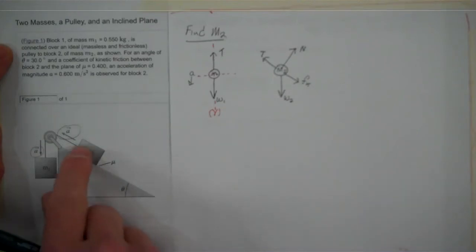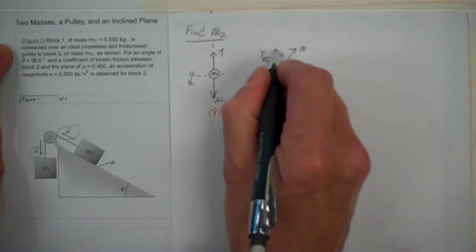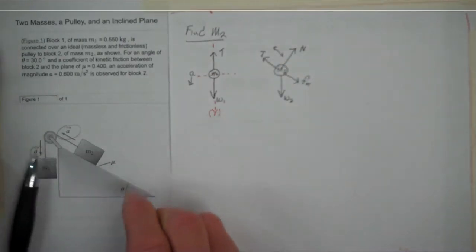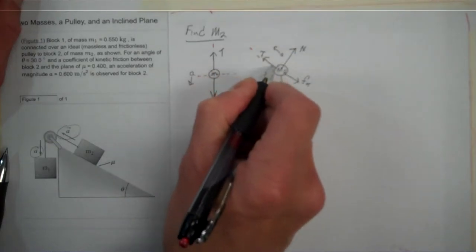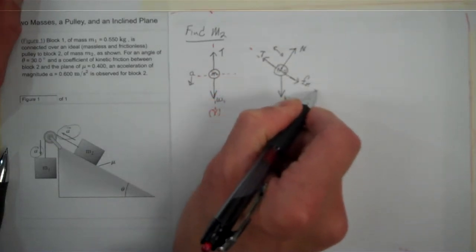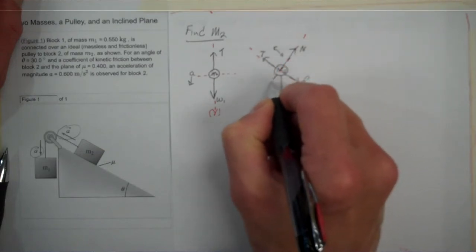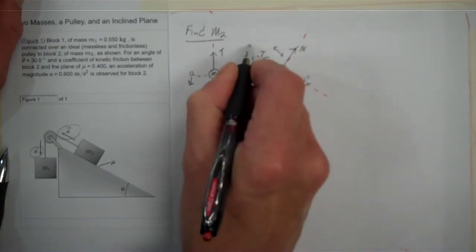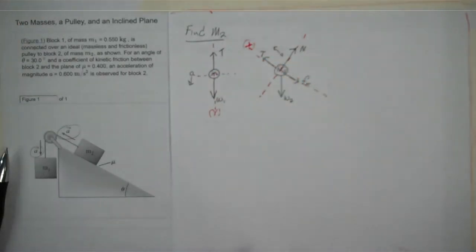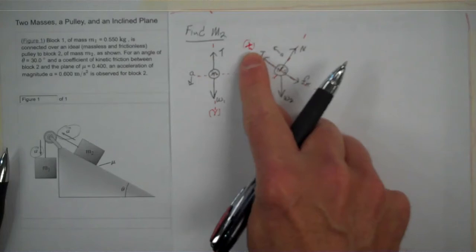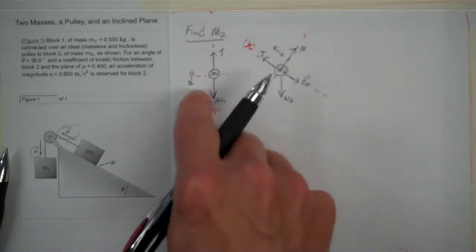The acceleration of this block is indicated as being up the ramp, parallel to the ramp. Put that a little off to the side. So I want to make my axes parallel to that acceleration and perpendicular. And I'm going to make the direction of the acceleration positive. A is up the ramp, so making up the ramp positive. Over here, A is down, so making down positive.